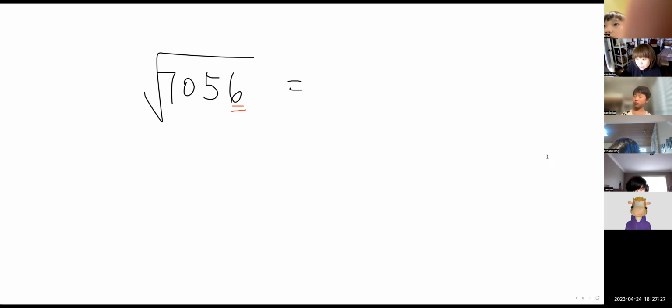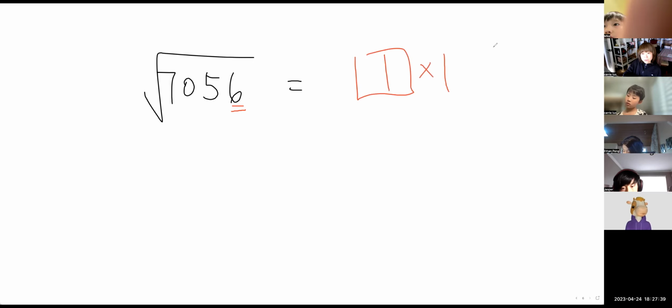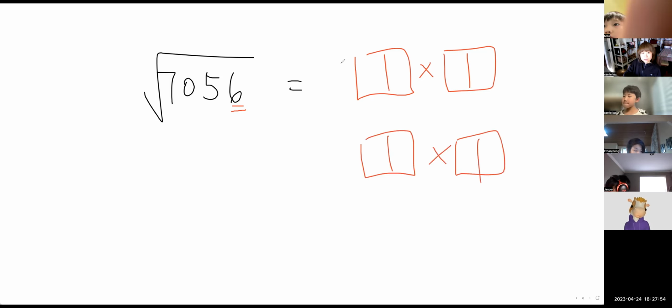Okay, I see several different answers. Okay, so let's first take a look at this one. If the last digit is 6, I want to ask everybody, did you have this one on your own page? Why is it a 2-digit? Because it's a 4-digit number. So 3-digit times 3-digit will be bigger than 4 digits. So that's why I know this is a 2-digit times 2-digit. Understand, everybody?